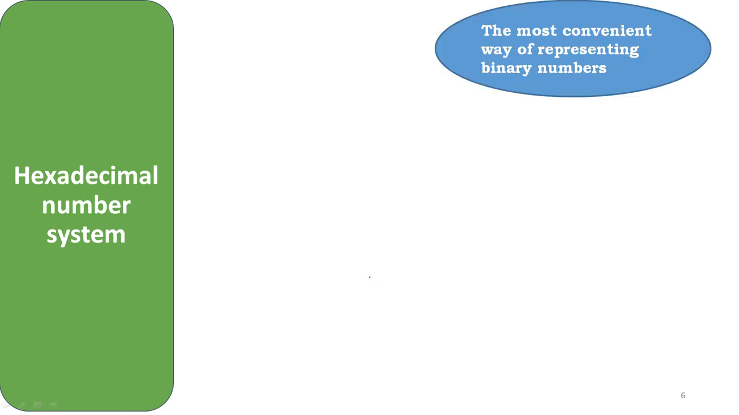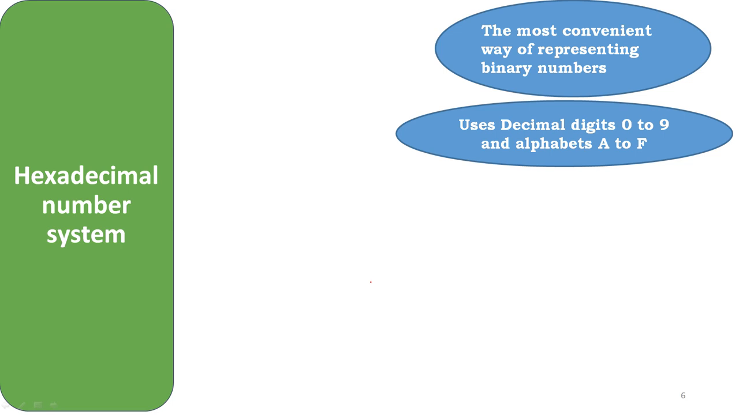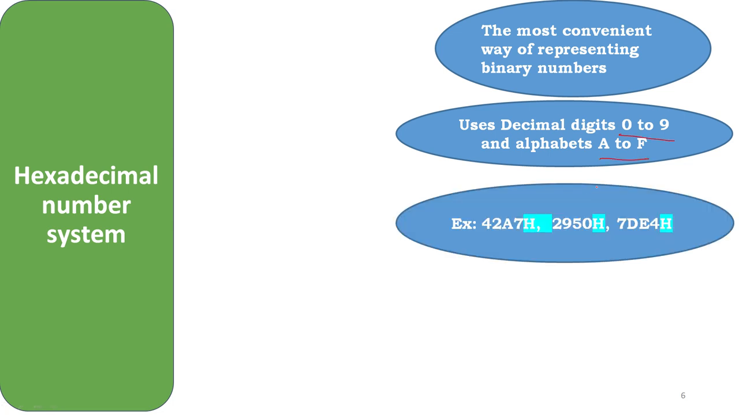Let's now move on to hexadecimal number system, which will be having 16 symbols, and this is the most convenient way of representing binary numbers, which we will be seeing in future, and it uses decimal numbers from 0 to 9 and English alphabets from A to F.